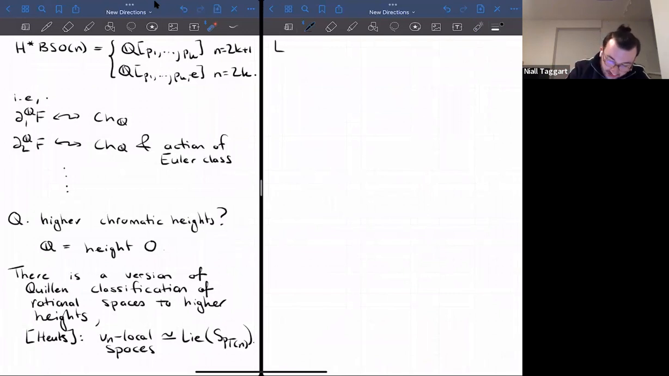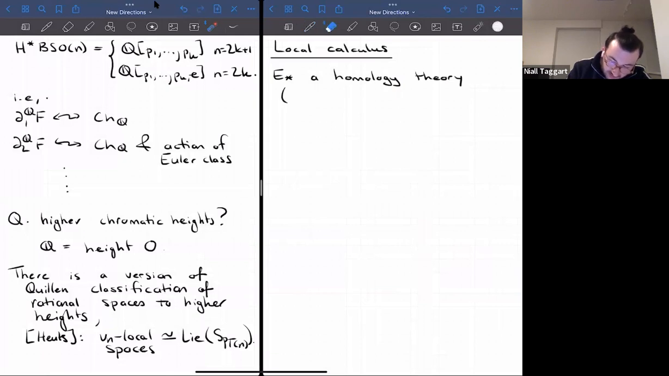let's look at some local calculus. So I'm going to restrict to a homology theory now. I'm going to say this E star is a homology theory. By that I mean that it's represented by a spectrum, so E star on some space X is the homotopy groups of X smash some spectrum E.